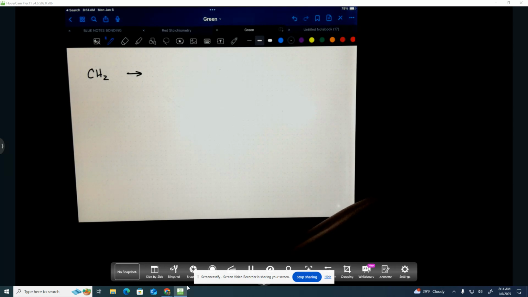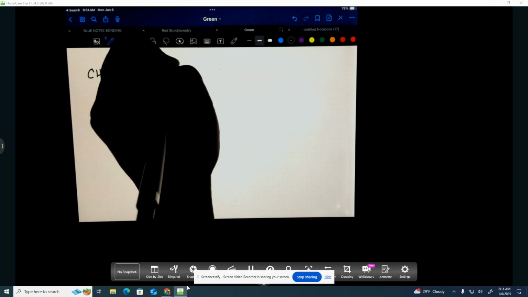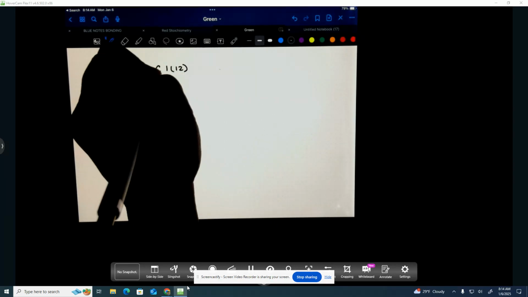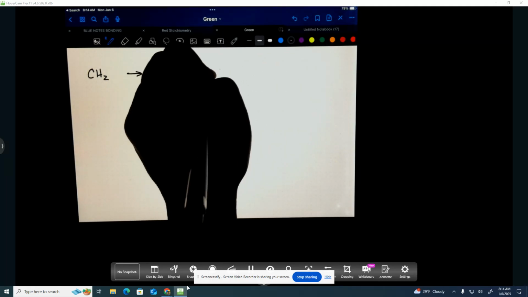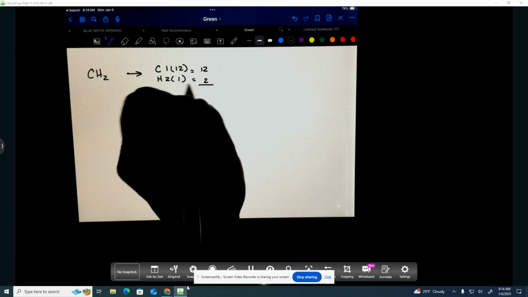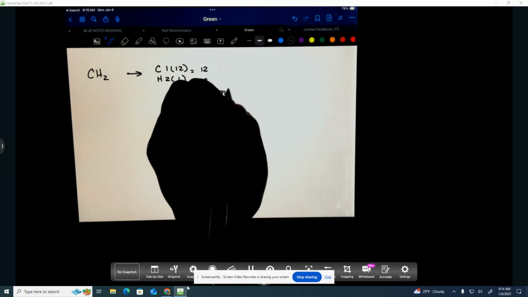This is a good review. Gram formula mass of CH2: carbon, there's one of them, it weighs 12. Hydrogen, there's 2 of them, they weigh 1 apiece. 12 times 1 is 12, 2 times 1 is 2. So we get 14 grams per mole.